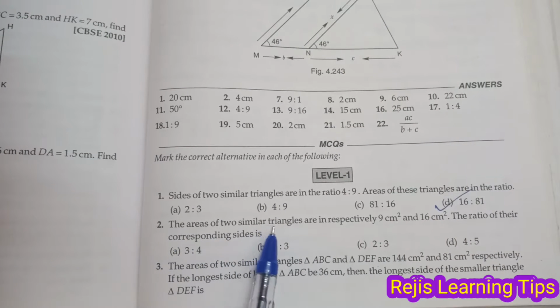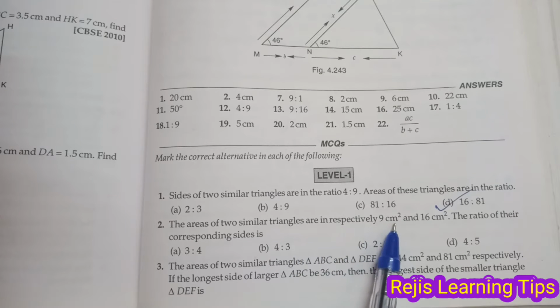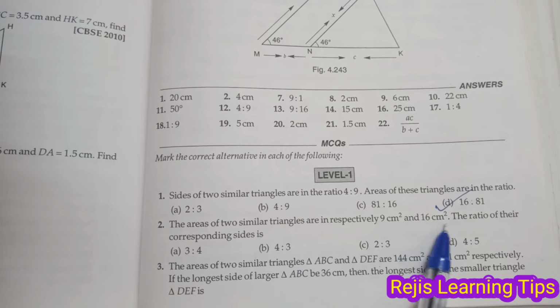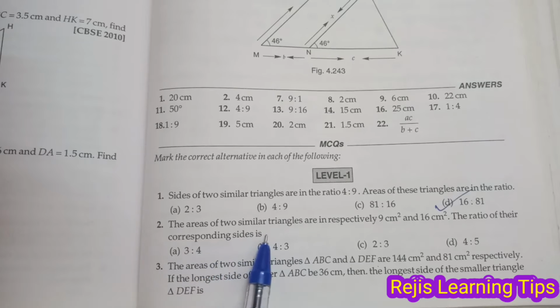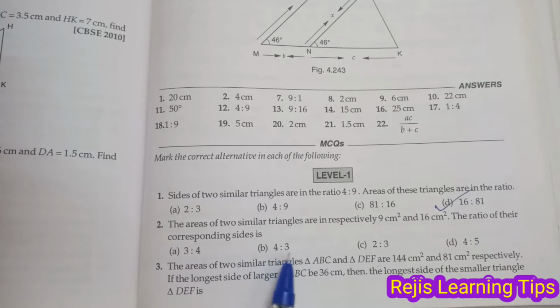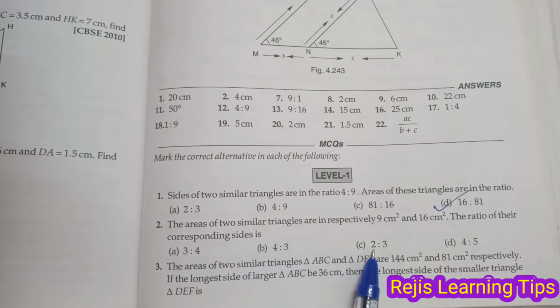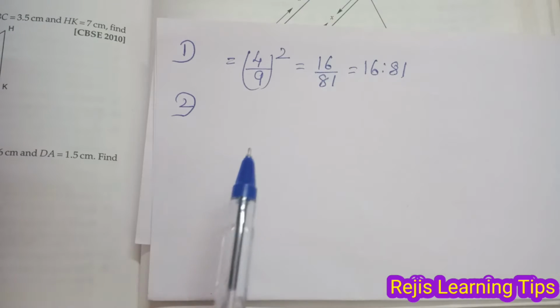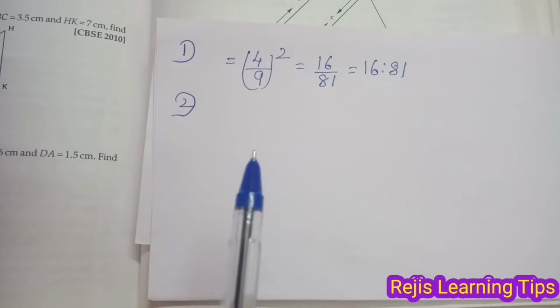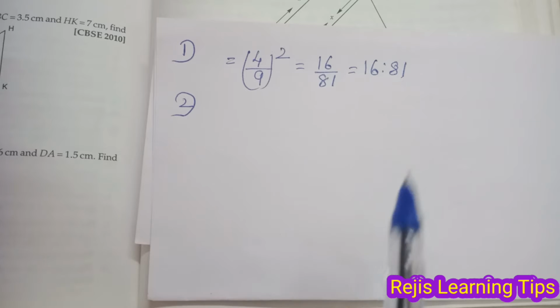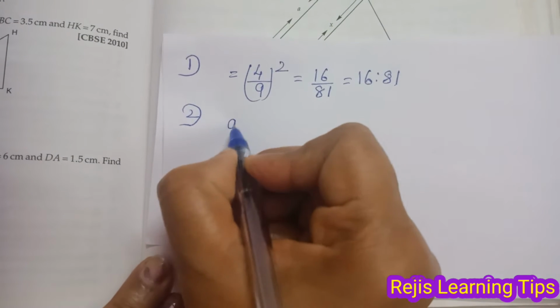The areas of two similar triangles are respectively 9 cm square and 16 cm square. The ratio of their corresponding sides is A 3:4, B 4:3, C 2:3, D 4:5. We know that the ratio of areas of two similar triangles is equal to the square of the ratio of their corresponding sides.